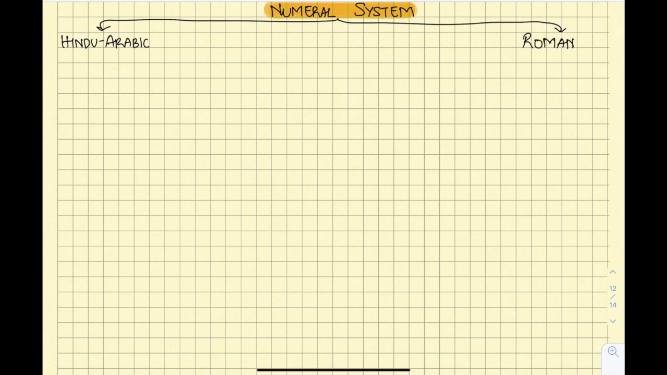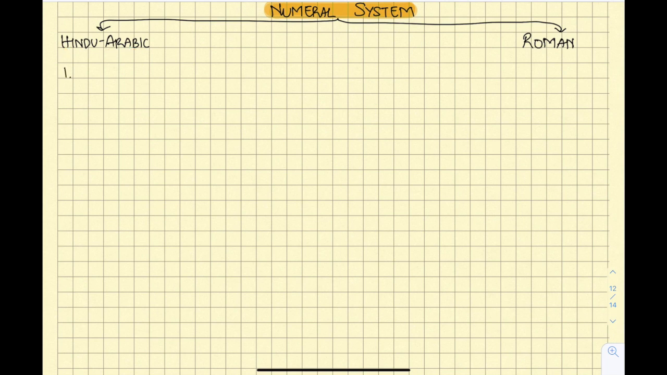Hello everyone. Today we are going to learn about various numeral systems. The two types of numeral systems we are going to learn in this chapter are the Hindu-Arabic numeral system and the other one is Roman. Now, what is the Hindu-Arabic numeral system?